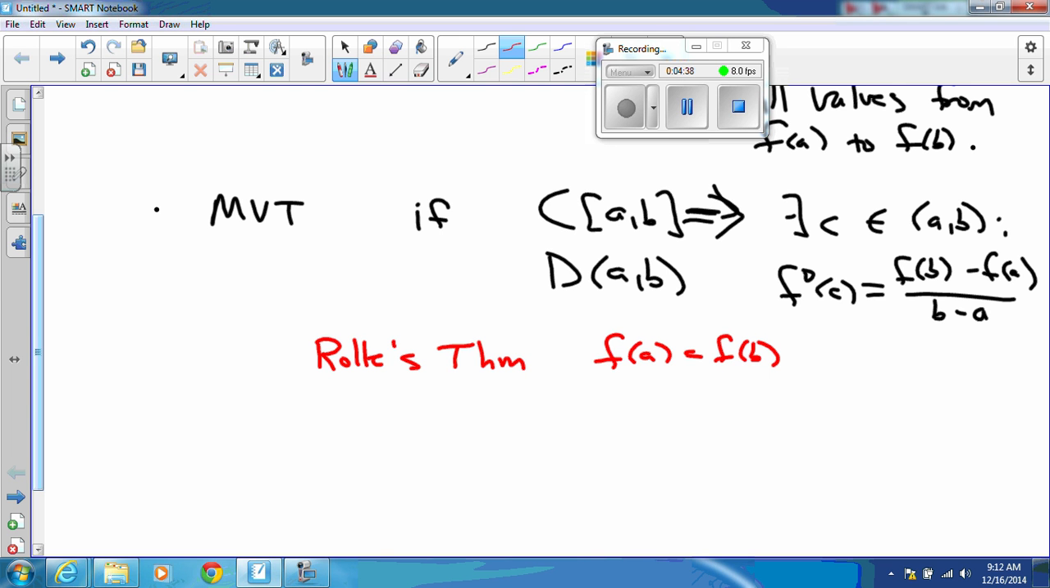Something exists. We were just proving that something existed so that we could use it. So Rolle's theorem has these two conditions, and it also has the additional condition that f of a is equal to f of b. If I take that and immediately put it into the mean value theorem, I get, therefore, there exists a C in a to b such that f prime of C is equal to 0.